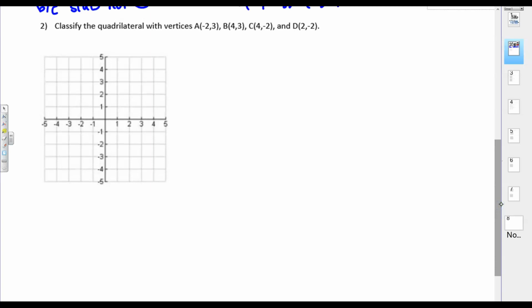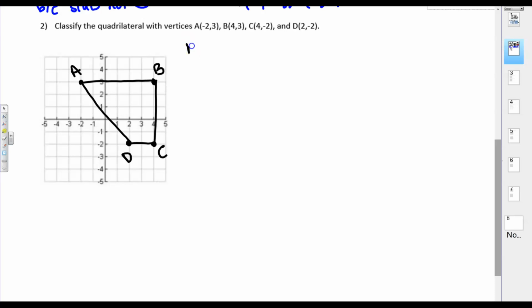So let's do this next one together. I want you guys to go ahead and graph all 4 of those points. All right, we have graphed all 4 points. Now, I'm going to find the slope of each side. And this time, guys, I'm going to do it just by counting rise and run.